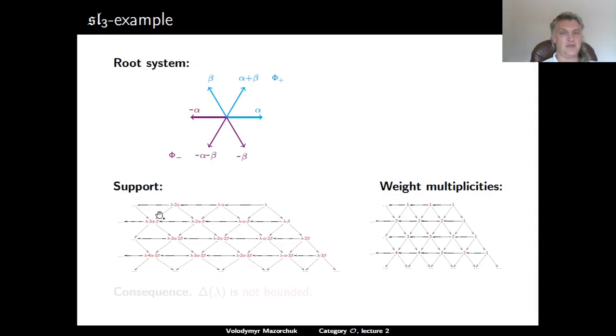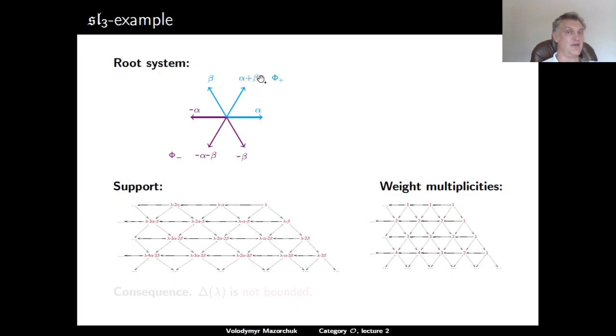If we look at weight multiplicities, then there is only one way how we can write α as a linear combination of positive roots. So the weight multiplicity of λ − α is 1. The weight multiplicity of λ is 1 always. Similarly, there is only one way how we can go from λ to λ − 2α. We subtract α twice. So along the edge here, along the boundary of our support, we will always have weight multiplicities 1. However, if we go to λ − α − β, then α + β can be written as a linear combination of positive roots in 2 different ways.